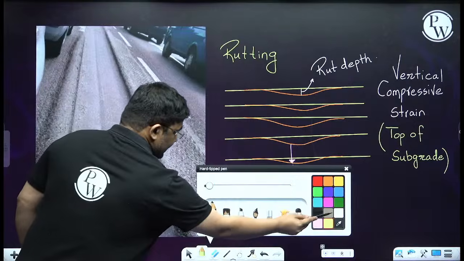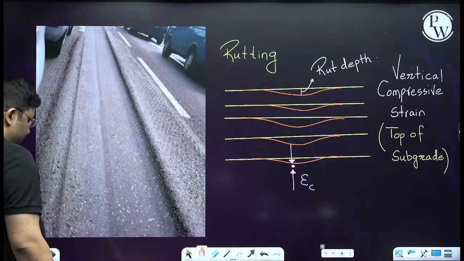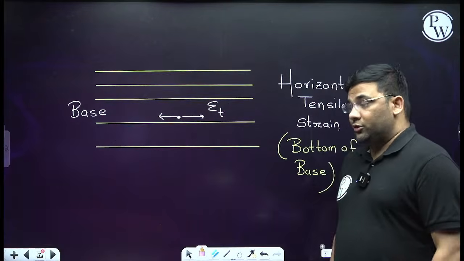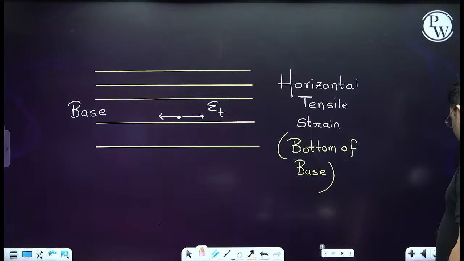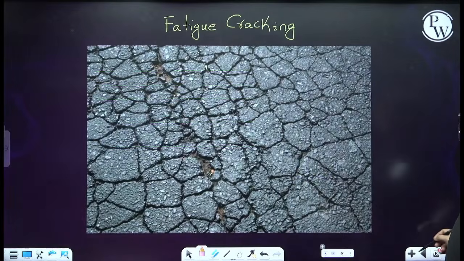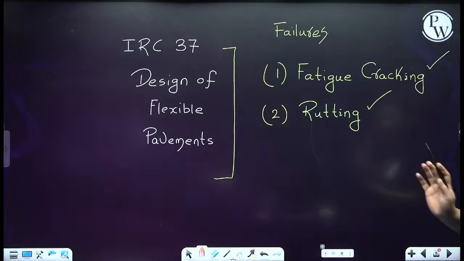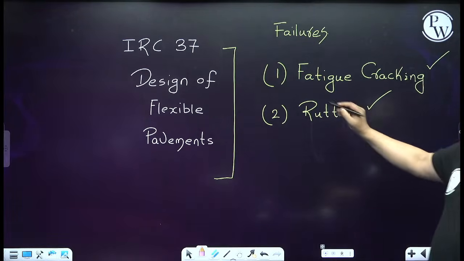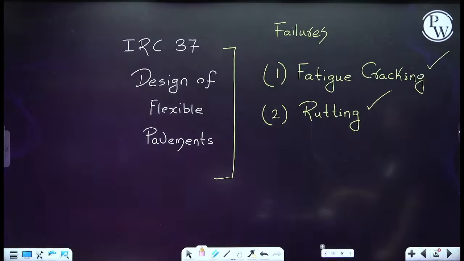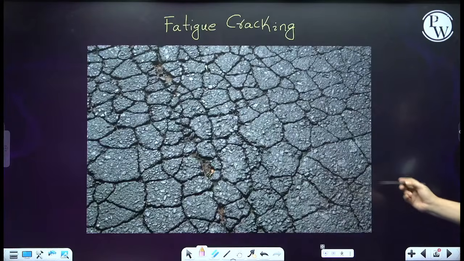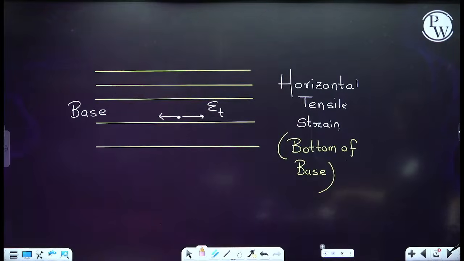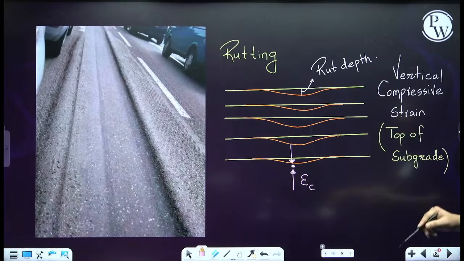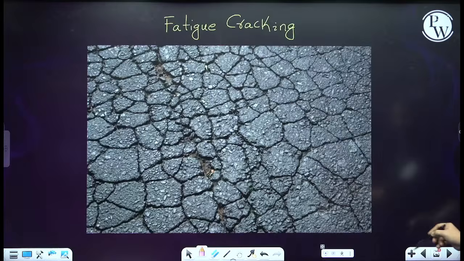So let me just repeat it and summarize it for you, because they will be asking theoretical questions on this. I have already asked in GATE, and they can again ask you. So as I told, in the design of flexible pavements, we have two failure criteria. One is fatigue cracking, one is rutting. Fatigue cracking is this one, and rutting is this one. There are depressions in rutting, and fatigue cracking is cracks.